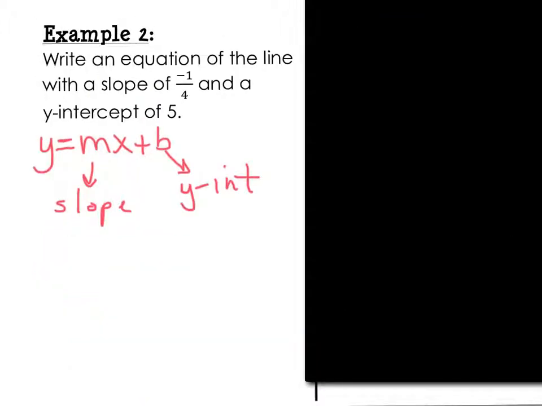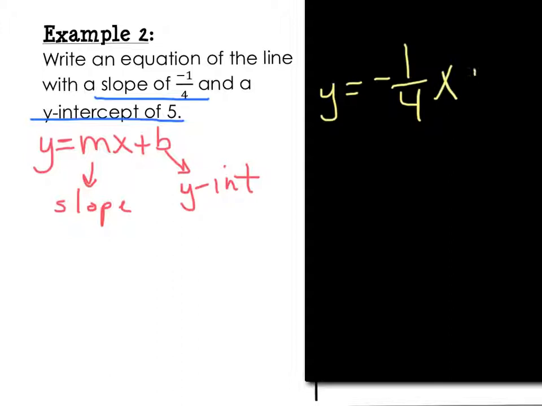So again, we have a similar problem in example number 2, where we've been given the slope of -1/4, and we've also been given the y-intercept of 5. And again, we're going to use the same slope-intercept form to write our equation. So we'll just rewrite that equation. y equals, our slope m is -1/4 times x plus b, and our b this time is 5. And that's the answer to example number 2.